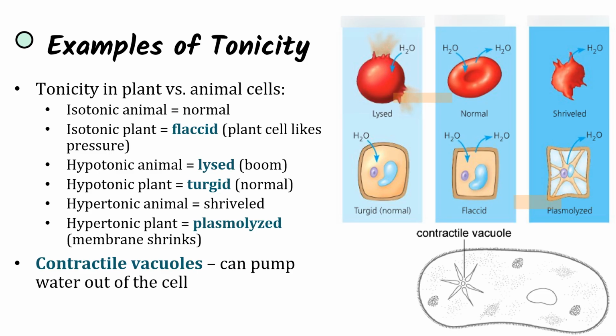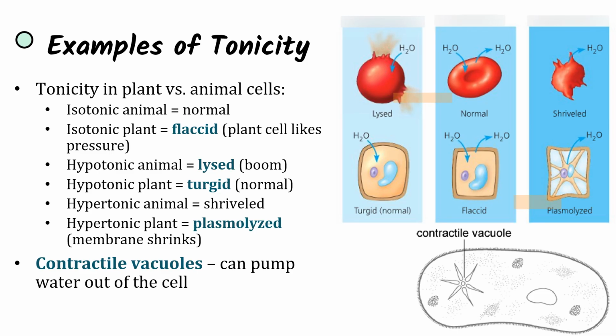We go kaboom. In the hypotonic plant cell, this is known as turgid because it's a normal amount of pressure. This is what the plant cell likes. It likes to have pressure pushing into the wall. Now, lastly, hypertonic animal cell, water is leaving the cell. It's going to become shriveled. And a hypertonic plant cell is going to become what's known as plasmolyzed.